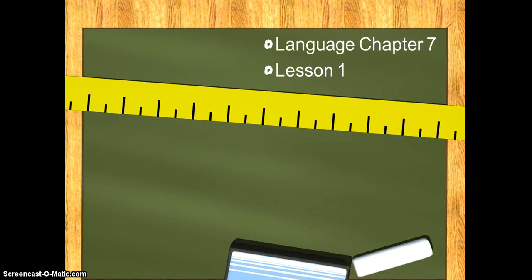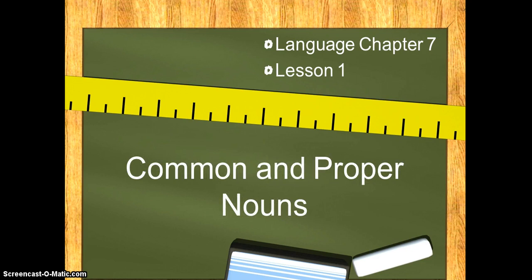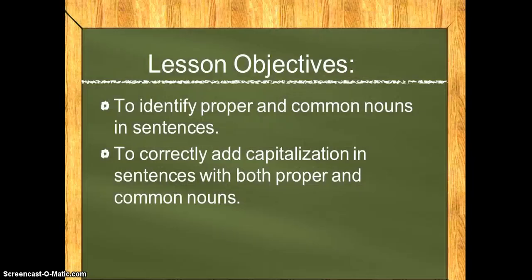So here we have our second language video, and we're on chapter 7 of our language books and lesson 1, talking about common and proper nouns. So let's look at a few objectives. The first is to identify proper and common nouns in sentences. Then we should be able to correctly add capitalization in sentences with both proper and common nouns.